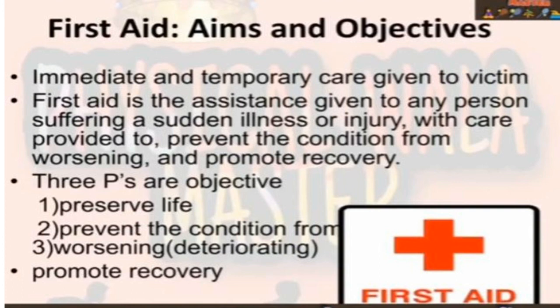The second one is to alleviate pain and suffering. The second important objective of first aid is to alleviate pain and suffering of the victim or wounded person. Pain is natural in any type of accident. Pain becomes unbearable in case of fractures or dislocations of the joints. So it is a major objective to reduce such unbearable pain.